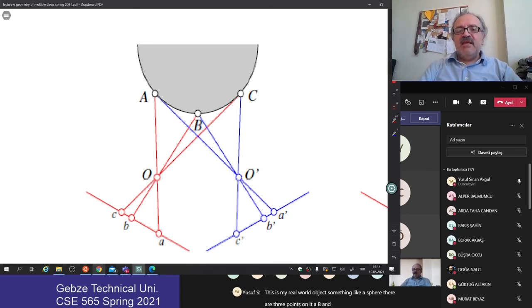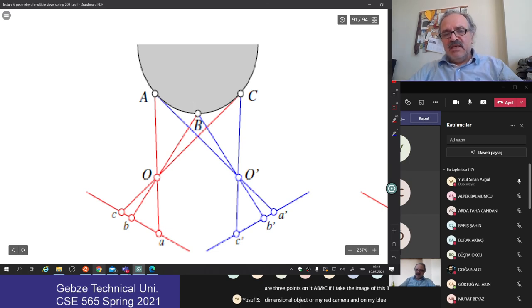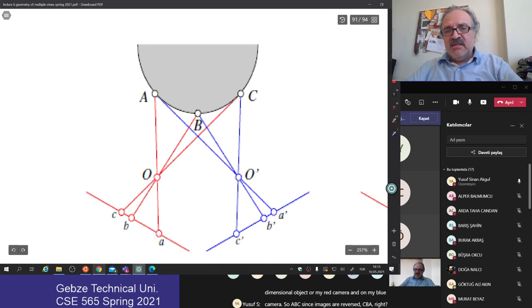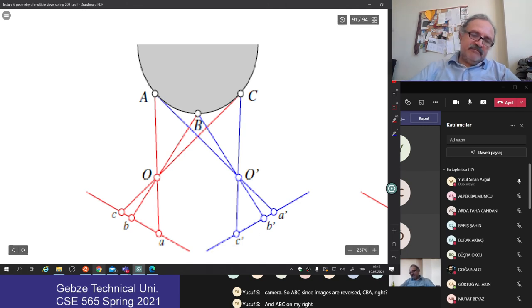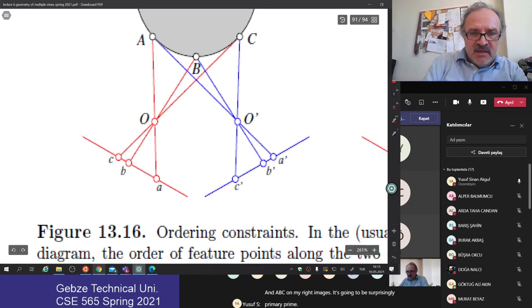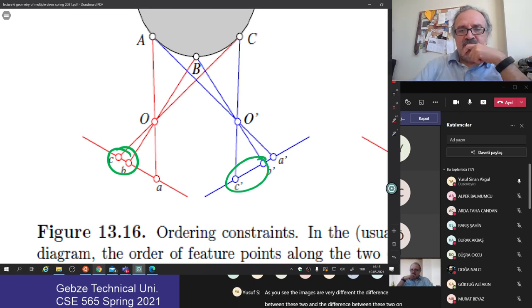If I take the image of this three-dimensional object on my red camera and on my blue camera, so A, B, C, since images are reversed, C, B, A, right? And A, B, C on my right image, it's going to be C prime, B prime, and A prime. As you see, the images are very different. The difference between these two and the difference between these two on left and right images are very different, right?